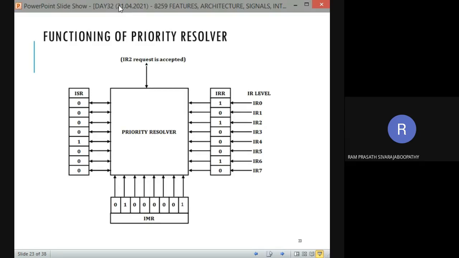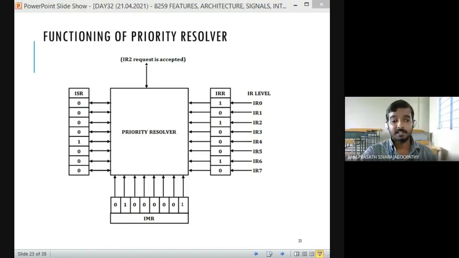Yes, IR0, IR2 and IR6. 3 interrupt, correct? IR2 miss பண்ணிட்டீங்கன்னு நினைக்கிறேன். லோகஸ் நேகா, kindly check. So 3 interrupts are requesting to the priority resolver of 8259.